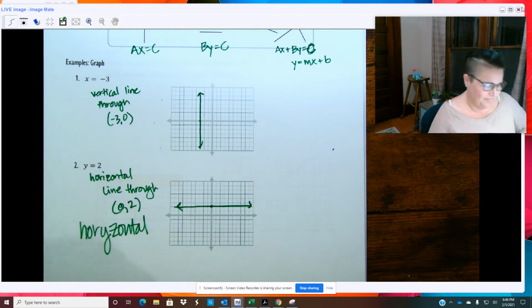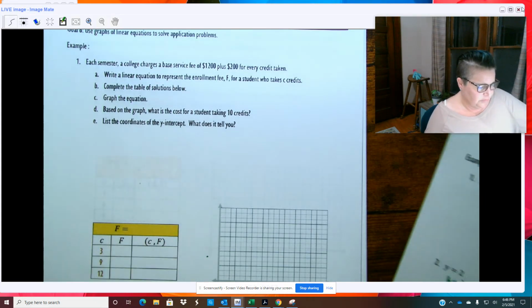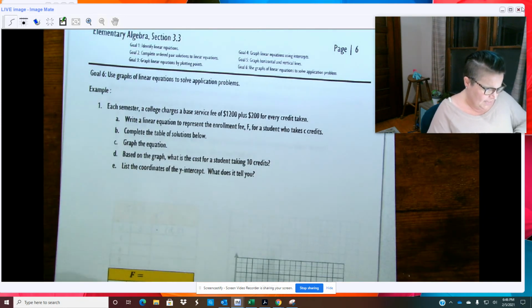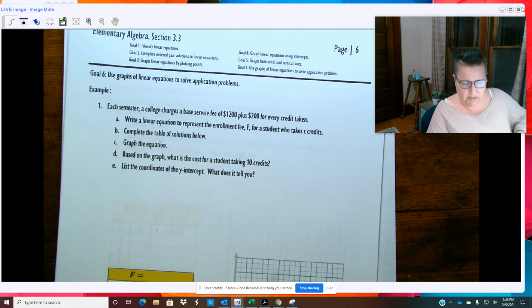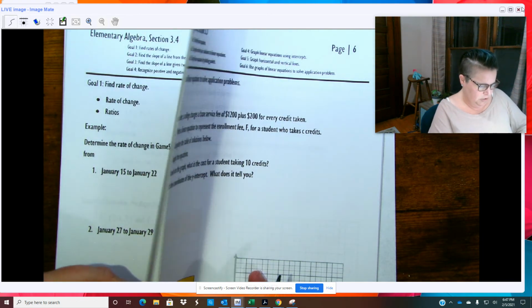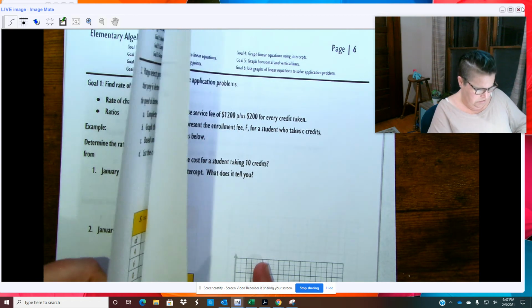Okay? All right. The last goal is to use graphs of linear equations to solve application problems. I think I've got 2 examples here, maybe 3. What do I have? 2 for sure. Yep, I got 2. Yep, 2 examples.